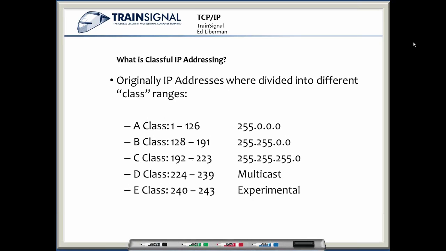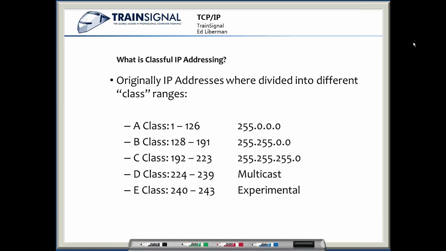Now, originally, when all of this was created, IP addresses were divided into different class ranges. And we're going to see in a little bit how this caused a problem. You're probably getting sick of me saying we're going to see in a little bit, but I promise you, we will see all of it, everything I'm talking about. These class ranges caused a problem, and let's see if we can see what it is.